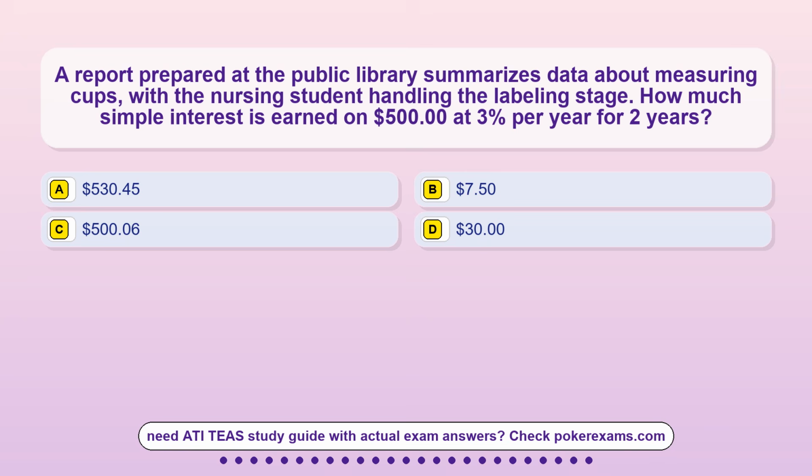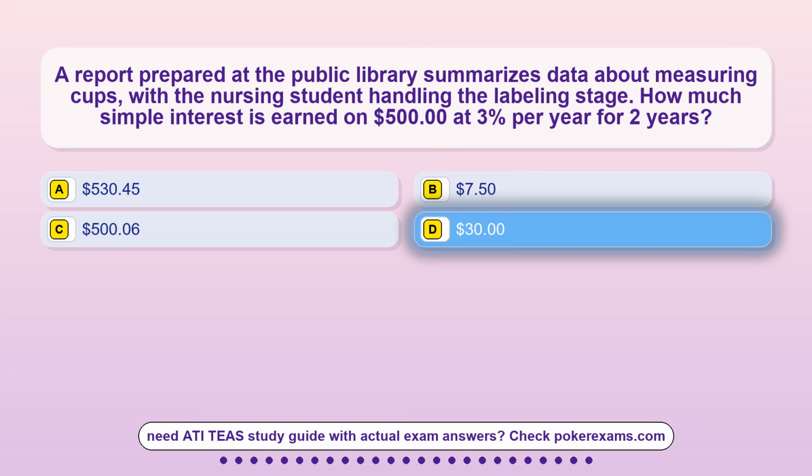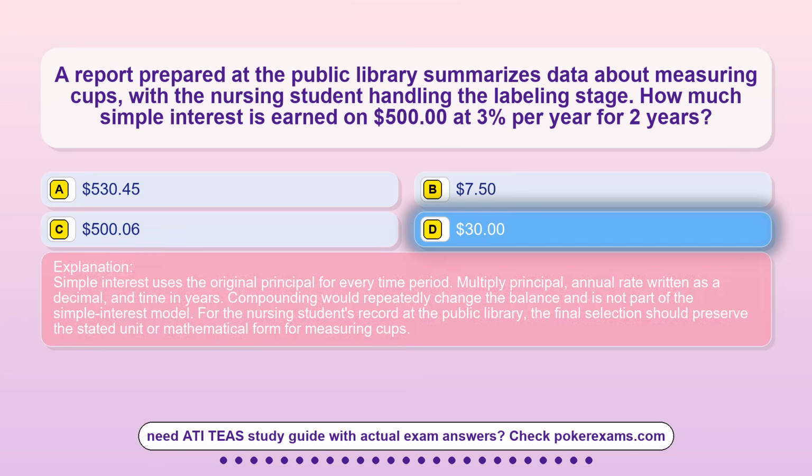Option A, $530.45. Option B, $7.50. Option C, $500.06. Option D, $30. The correct answer is option D, $30. Simple interest uses the original principal for every time period.